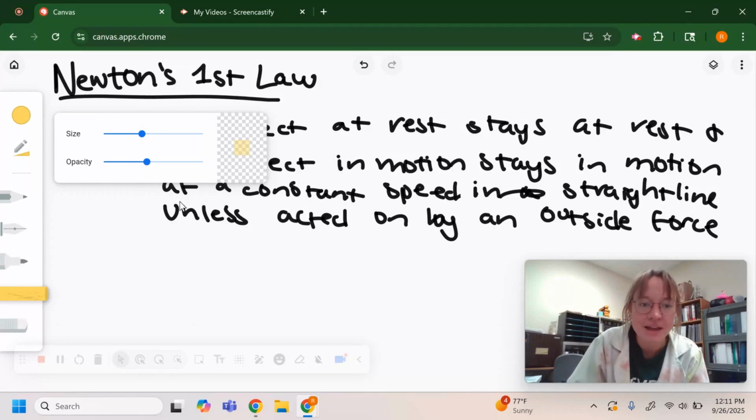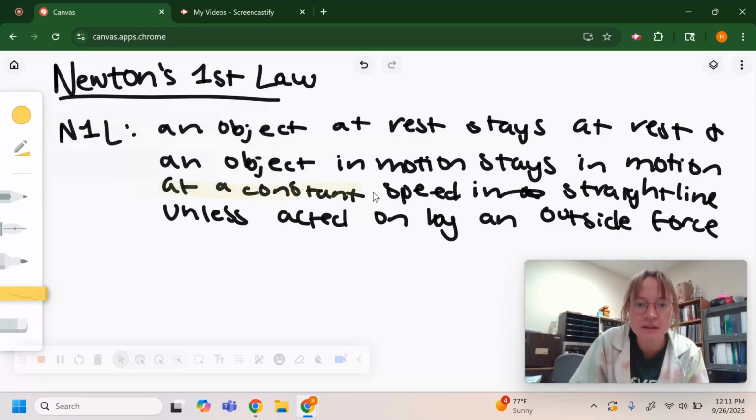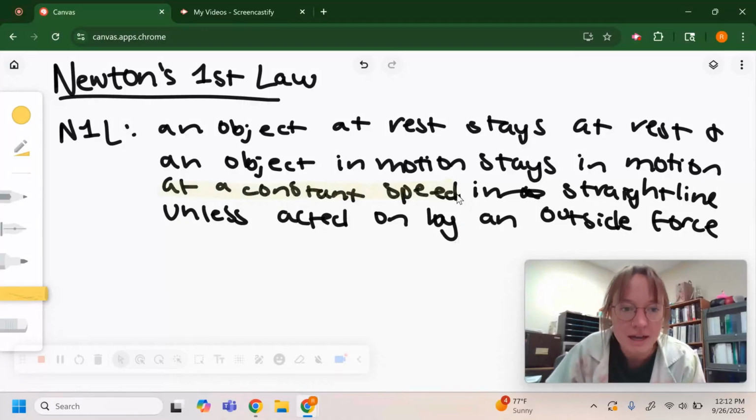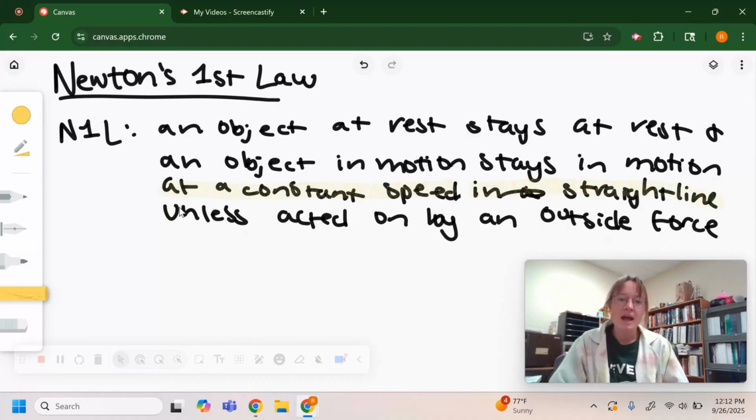Okay, here's what I want to highlight for you. I added these phrases here: at a constant speed in a straight line. Ooh, that is a very light highlighter. Well, we're going with it. Here's what we mean by at a constant speed in a straight line.